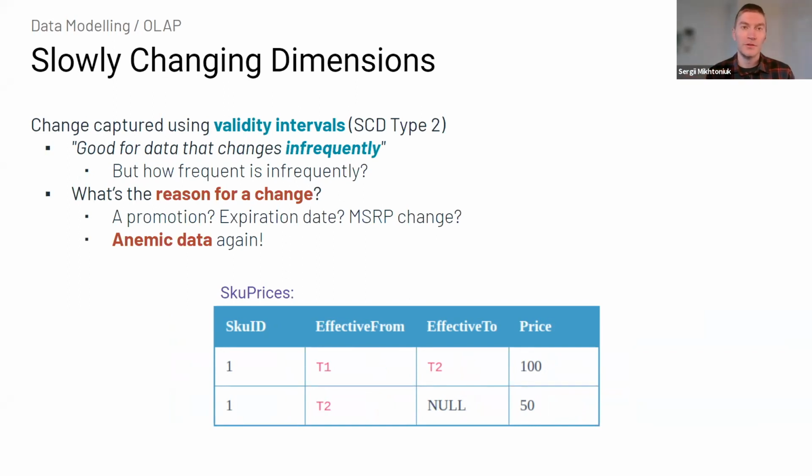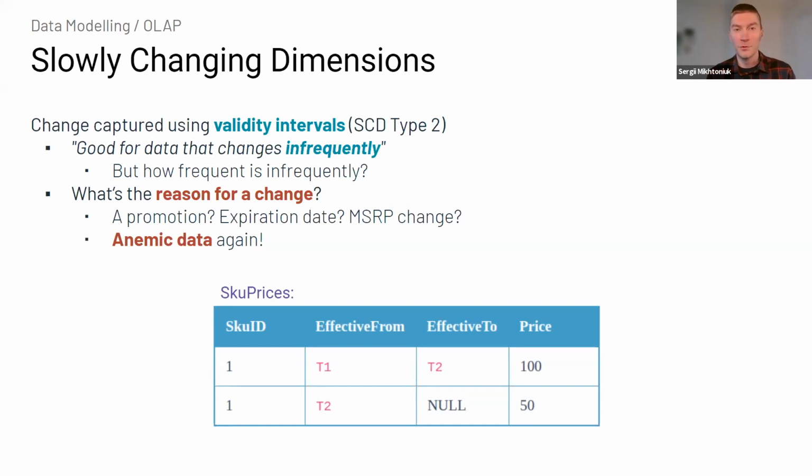So it's been said that the SCDs are great for data that changes infrequently, but you might ask yourself, how frequent is infrequent? In our online game where prices change once a week, let's say, it doesn't sound so frequent to me. But if we were implementing a data warehouse for Costco or for Walmart, where prices can change hourly on thousands of SKUs at a time, that sounds pretty frequent, right?